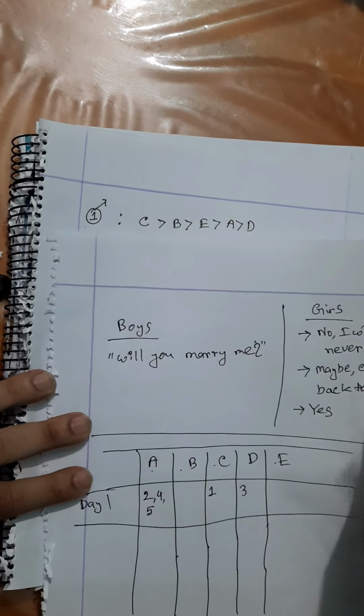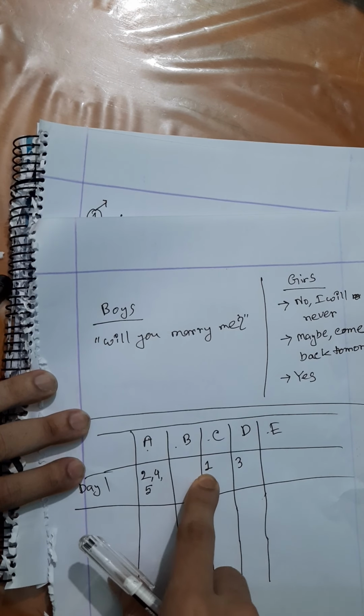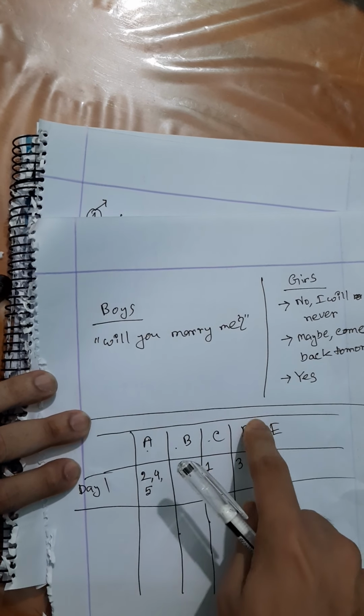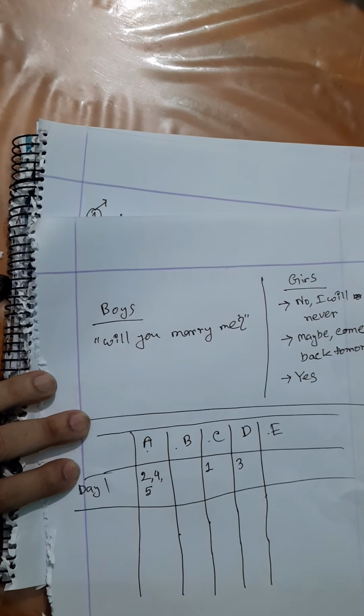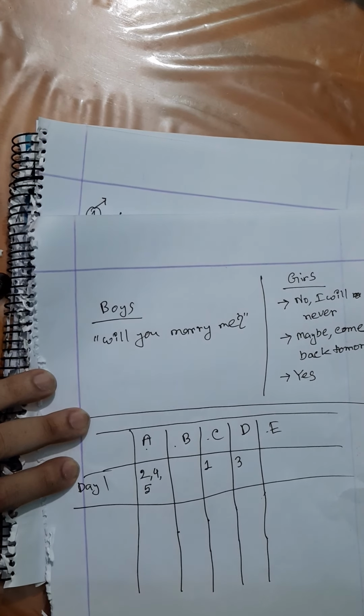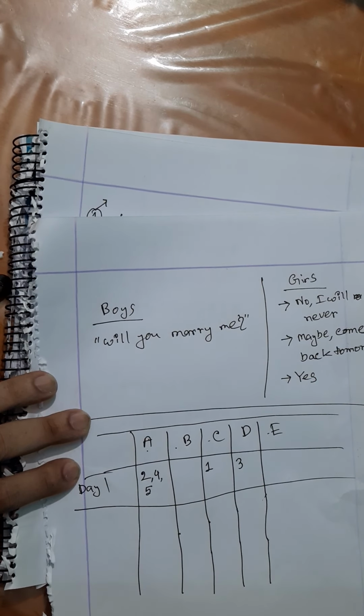All right, and girl C will tell boy 1 maybe come back tomorrow. Girl D will also tell boy 3 maybe come back tomorrow, and B and E still do not have any boy under their balcony yet. Okay, so they will basically sit idle there.